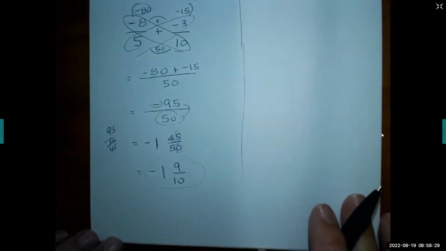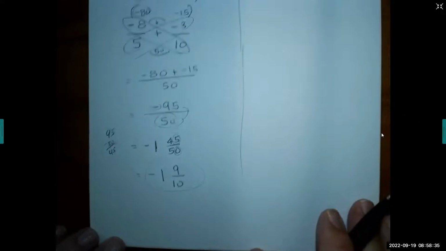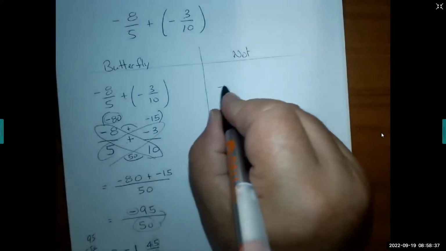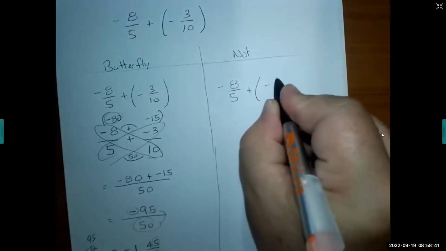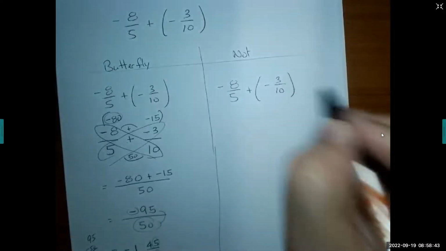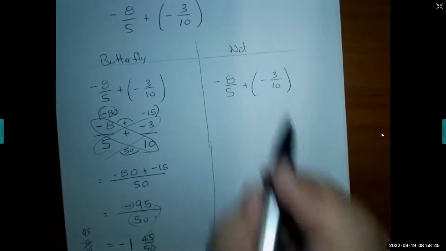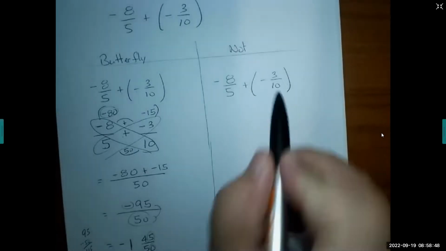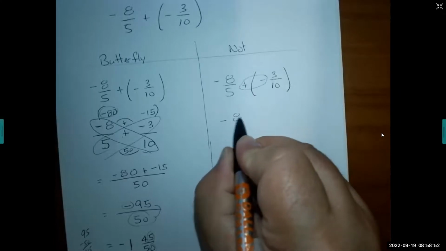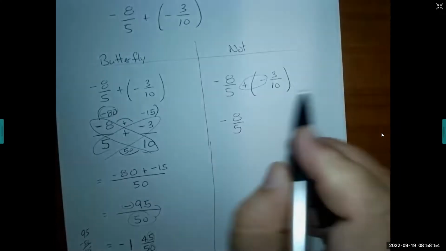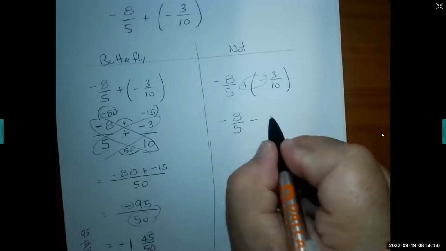So that's using the butterfly method. If you didn't use the butterfly method, then the first thing you'd have to do is get rid of the parentheses. You have opposite signs, so it becomes what? If you have opposite signs, it becomes a negative.